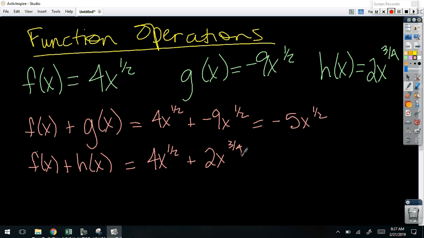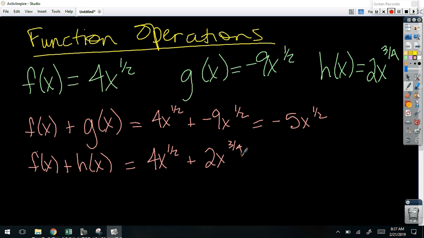You can't force that one that way, then your base would be changing. So you just leave it. Think about if it was 4x squared plus 2x to the 5th, you would just leave it because you couldn't combine them. So it's the same concept. Does that make sense? Okay.